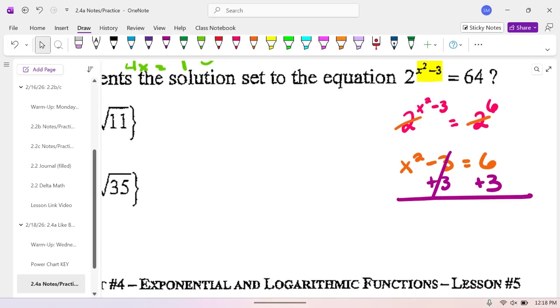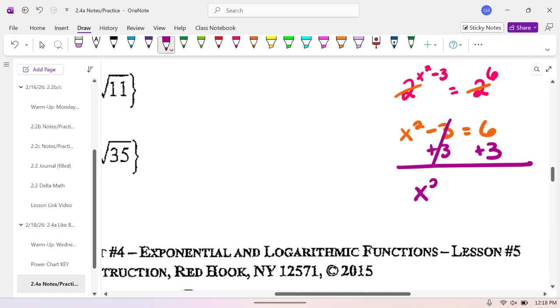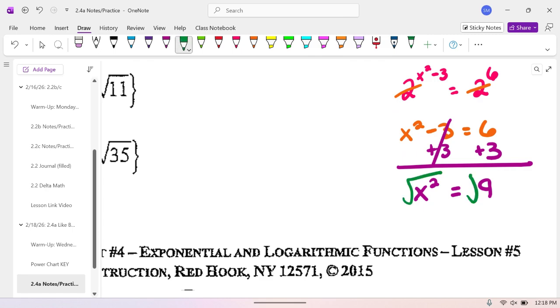That goes away. I get x squared is equal to 9. Then what do I do? Square root both sides. So we know the square root of 9 is 3. However, what you guys learned back in Math 2 is that you always have to put a plus or minus in front of that number if you take the square root. Plus or minus, good.